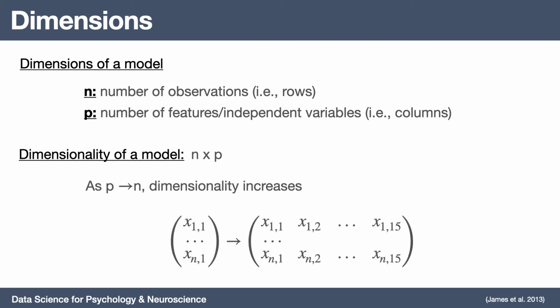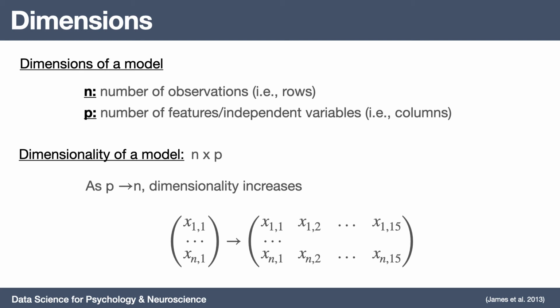So for example, here's one version of x on the left, which is just a vector where p equals 1. That statistical problem has a lot lower dimensionality than the matrix we show on the right, where we have 15 independent variables, where we have 15 features we're trying to use to predict y. If n is the same in both of these examples, then the matrix on the right is much higher in terms of dimensionality than the vector on the left.